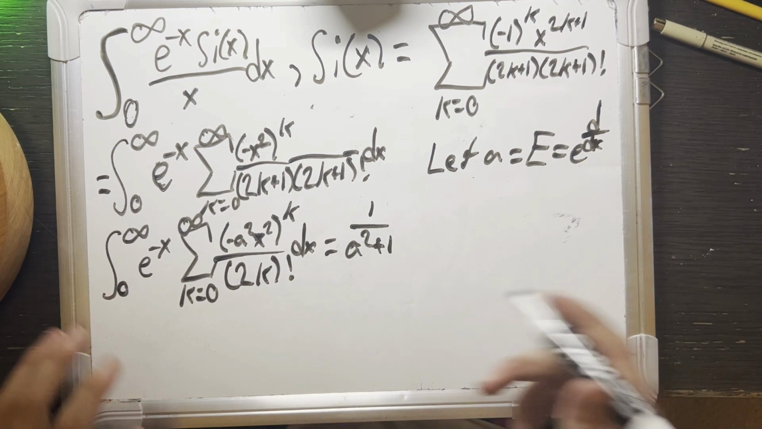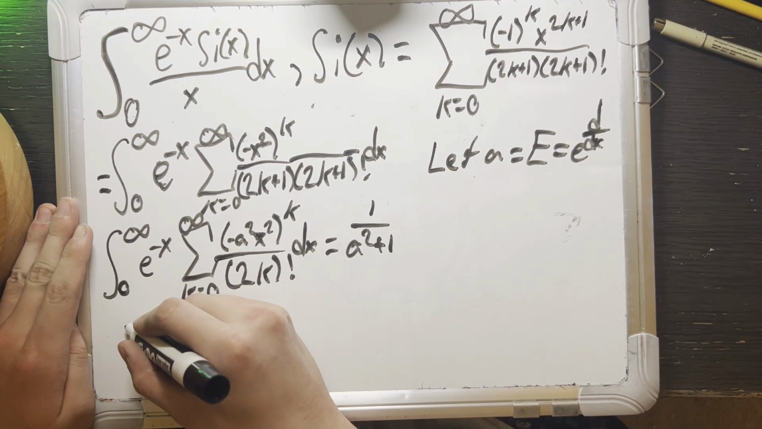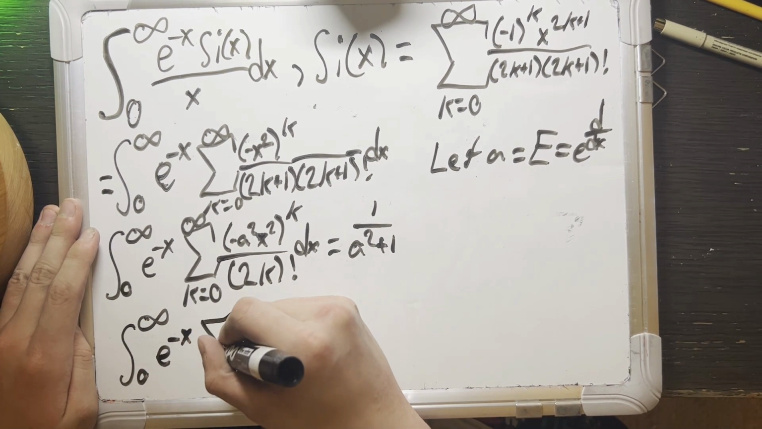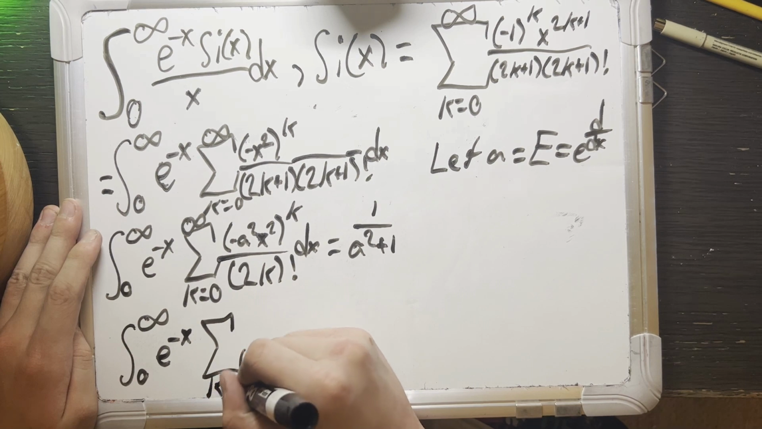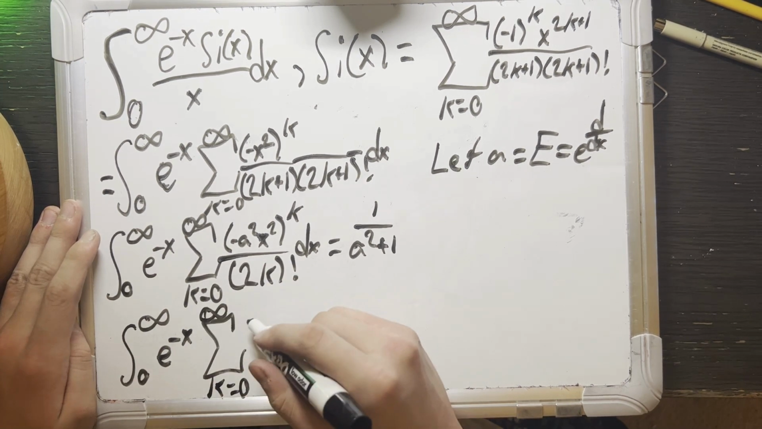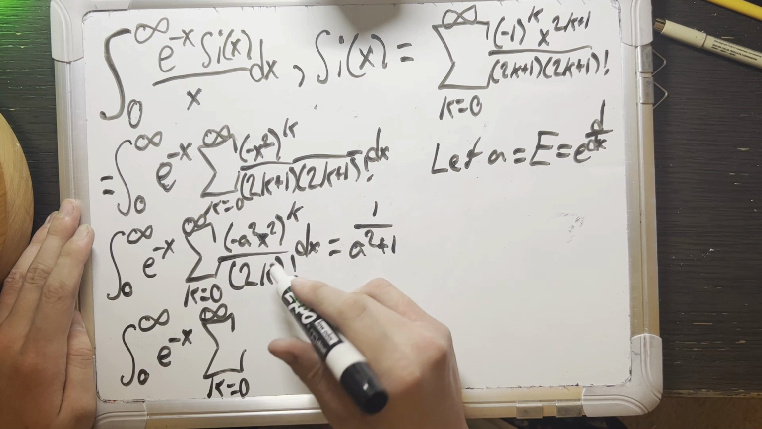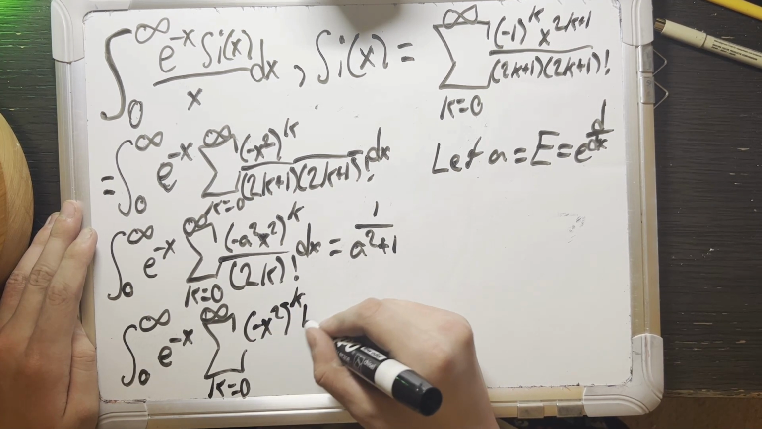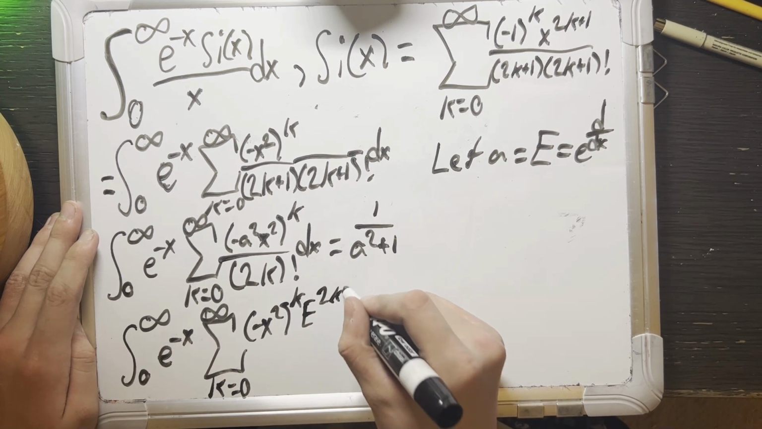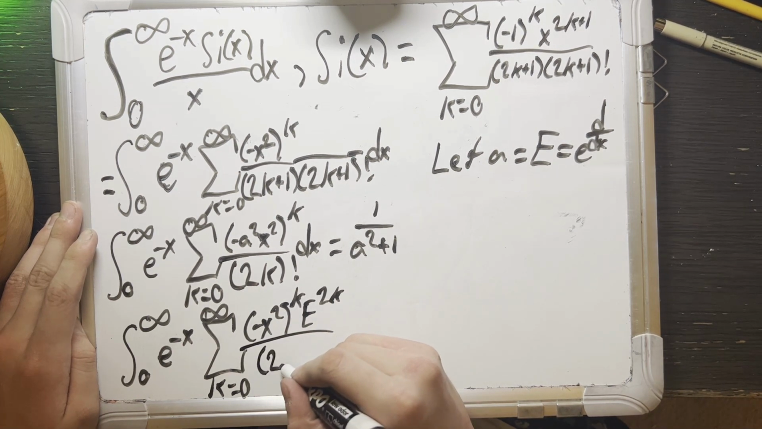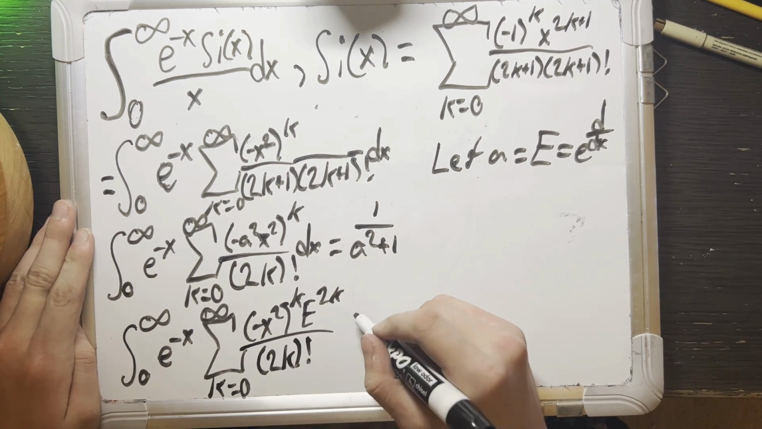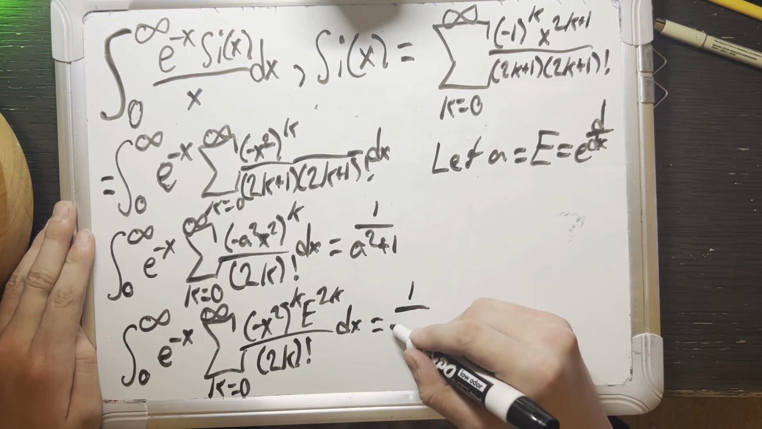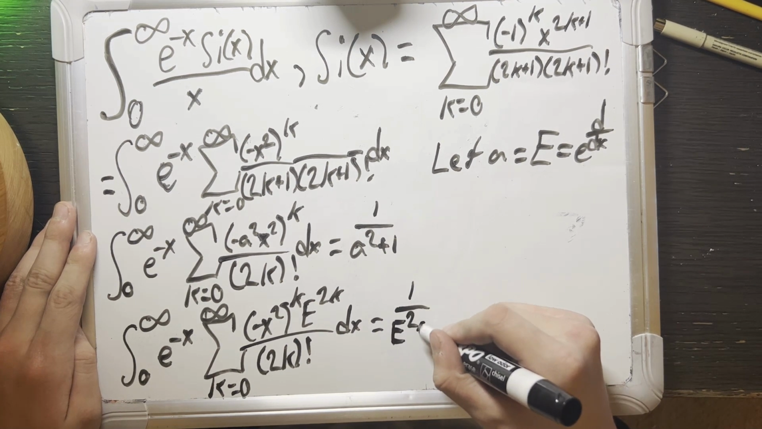So now, put that in. We get the integral from 0 to infinity, 10 minus x times this sum, k from 0 to infinity. Okay, so you're going to have e to the 2k, right? We're going to have minus x squared to the k times e to the 2k, all over 2k factorial dx is equal to 1 over e squared plus 1.